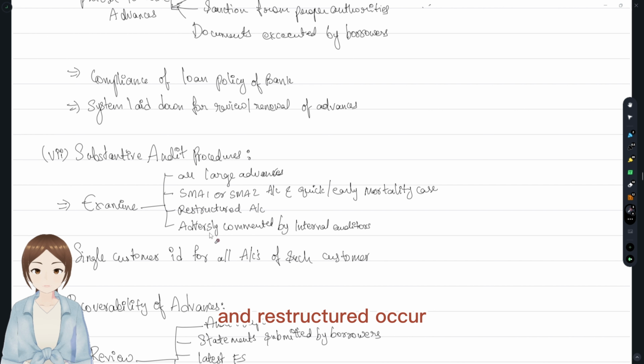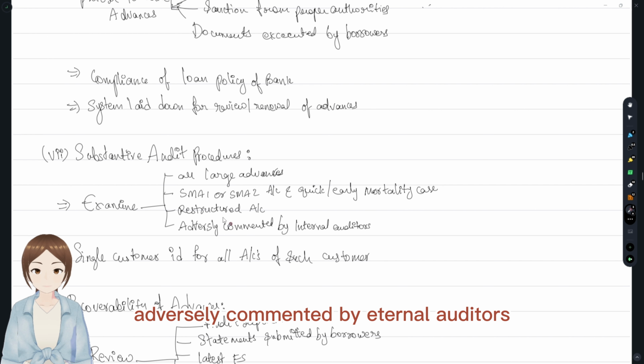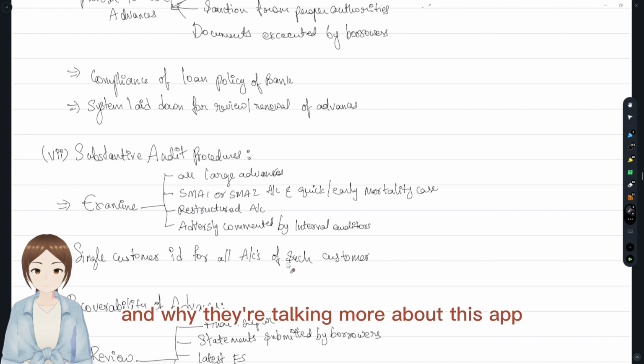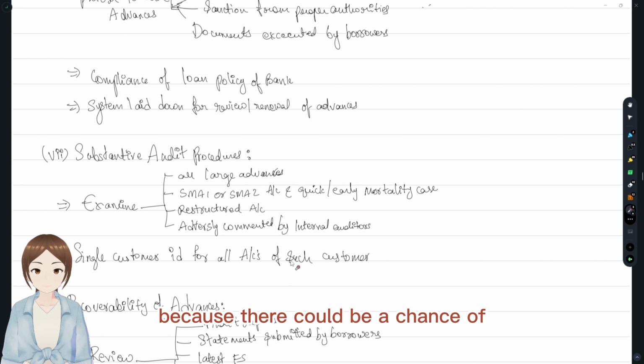And restructured accounts. A restructured account is one where all the overdues were converted into principal, and or the EMIs were just restructured. Accounts adversely commented on by internal auditors. These are some red flag areas, red flag accounts. And a single customer ID for all accounts of a customer, that is, the customer ID should not be duplicated. They talk more about this because there could be a chance of window dressing the NPAs through duplication of customer IDs. That's why.